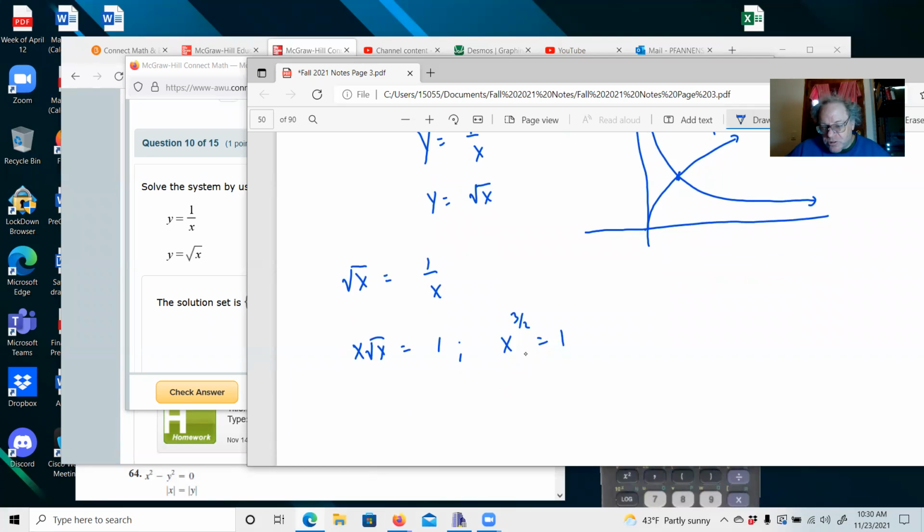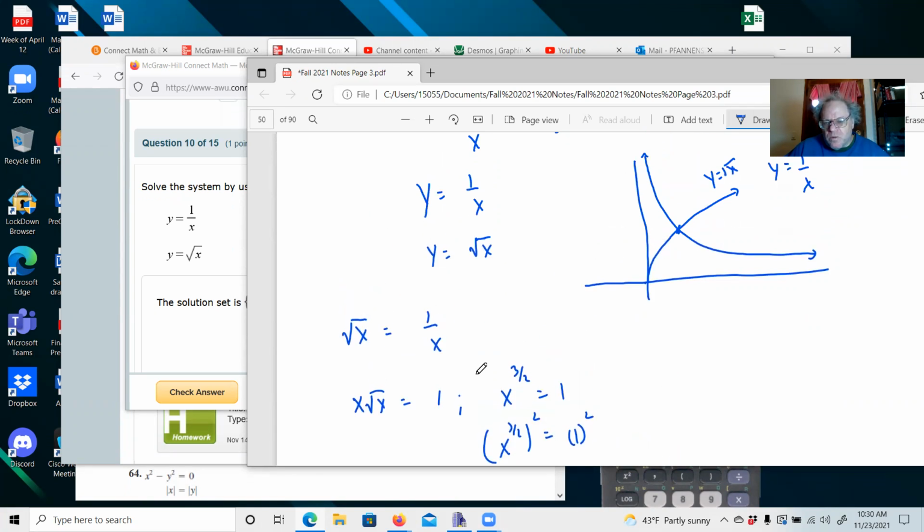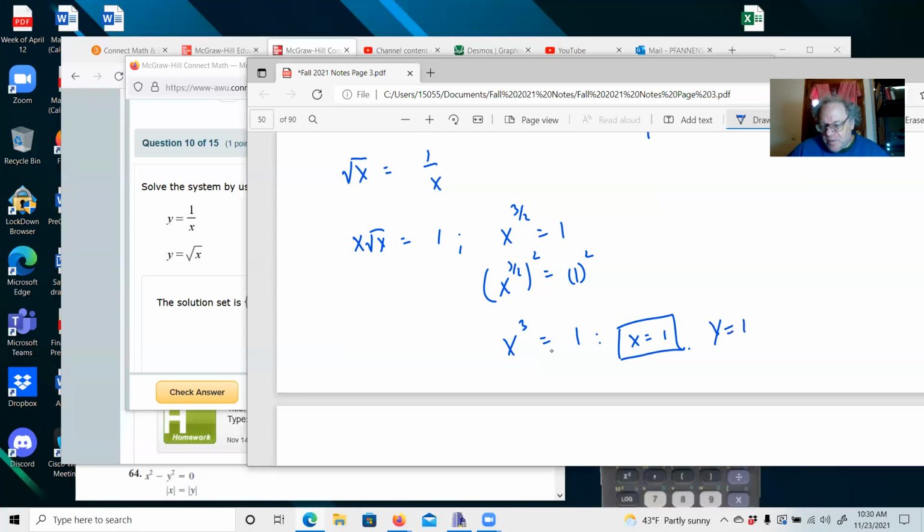And now what we're going to do is square both sides. So x to the 3 halves squared is equal to 1 squared, and we end up with x cubed equals 1. And then we're going to have x equals 1, taking the cube root of both sides. All right. Plug in x equals 1 into either of these two equations. I think you could see by inspection y would also be 1, right? Because 1 over 1 or the square root of 1. And there we go.